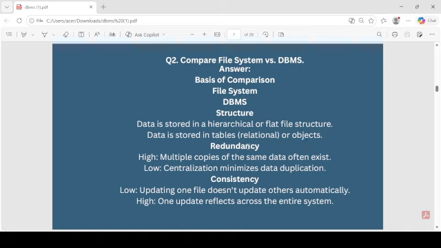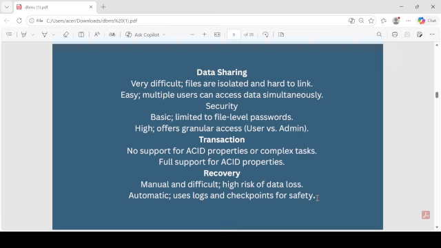When we talk about redundancy, there is high redundancy in file system, multiple copies of the same data often exist. And in DBMS there is low redundancy, like centralization minimizes data duplication. The third basis of comparison will be consistency, where the file system has low because updating one file doesn't update others automatically, and in DBMS there is high. One update reflects to the entire system. So this is the basis of comparison to differentiate.